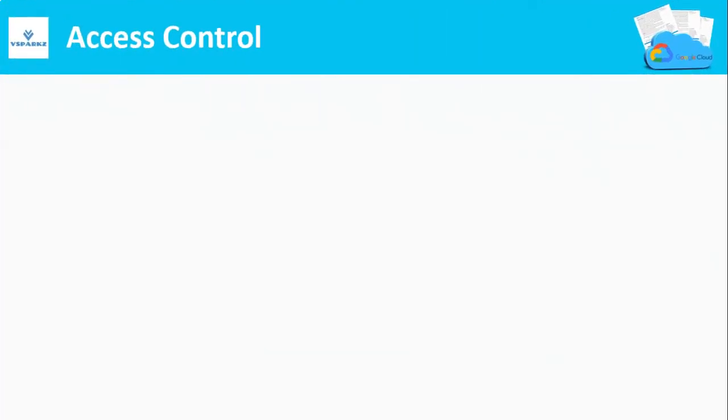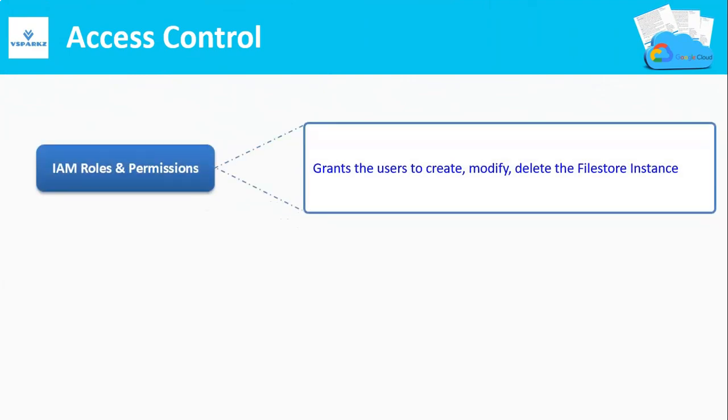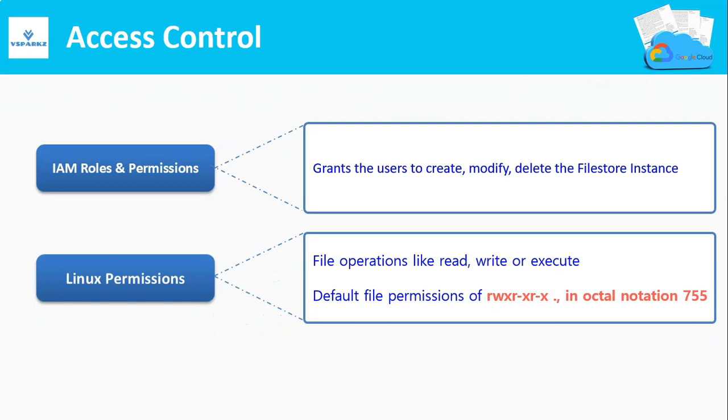Next is access control. You grant access to the Filestore operations by granting IAM roles to the users. IAM permissions only control access to the Filestore operations like creating, modifying or deleting a Filestore instance. Access to the file operations like read, write and execute are determined by the Linux permissions. By default, a file share will have 755 permissions, which is in octal notation.